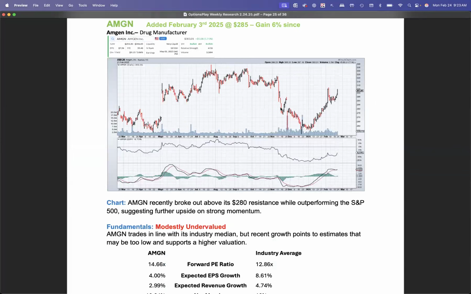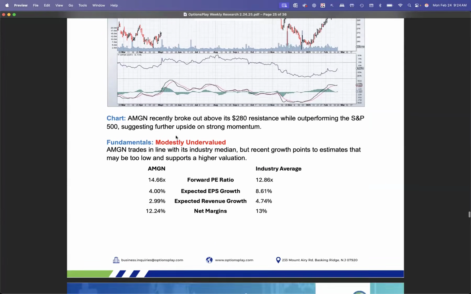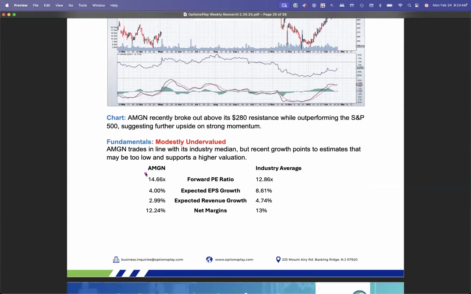Amgen, this is a stock that we've also added recently, back at the beginning of February. As you can see, it's bottomed out and started to outperform the S&P 500 while it broke out. Earnings recently pushed it nicely towards our 280 resistance level, which would be our upside target. We've actually exceeded our 280 target, and we're looking for that breakout towards the low 300s. 315 is our upside target for Amgen. It's still trading at a slight premium relative to the industry.